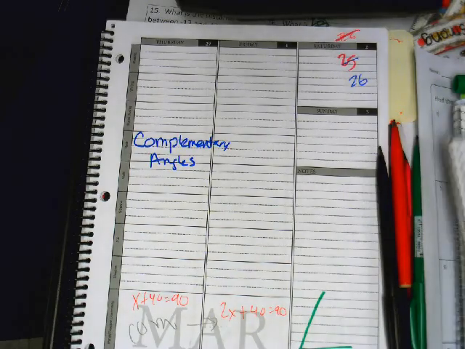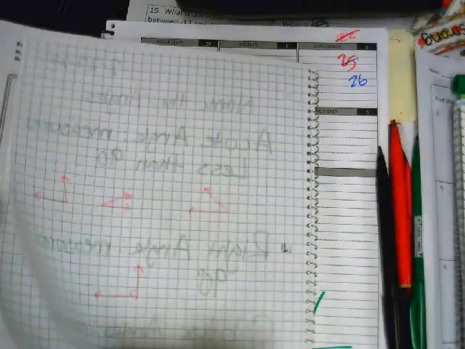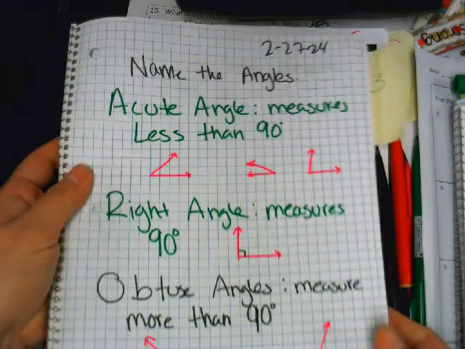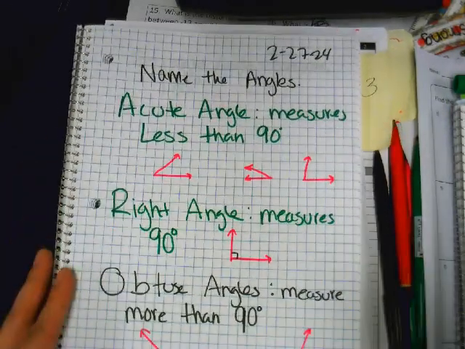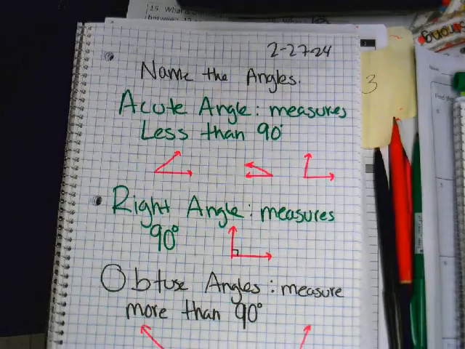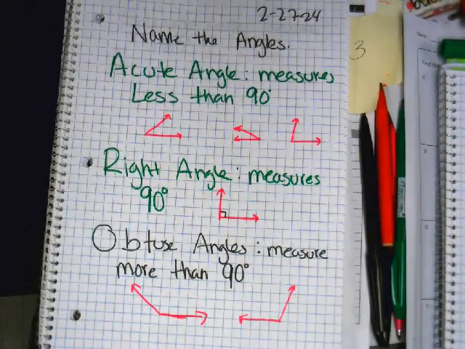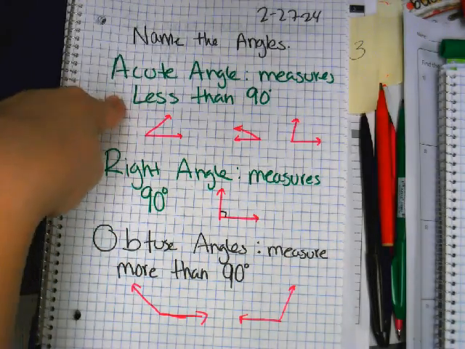So, the first thing I want to do is review your notes from Tuesday, because you're going to need it on the first worksheet. The first worksheet is going to have you naming angles, but without a protractor, meaning you have to look at them and know their names. So, again, these are your notes from Tuesday.